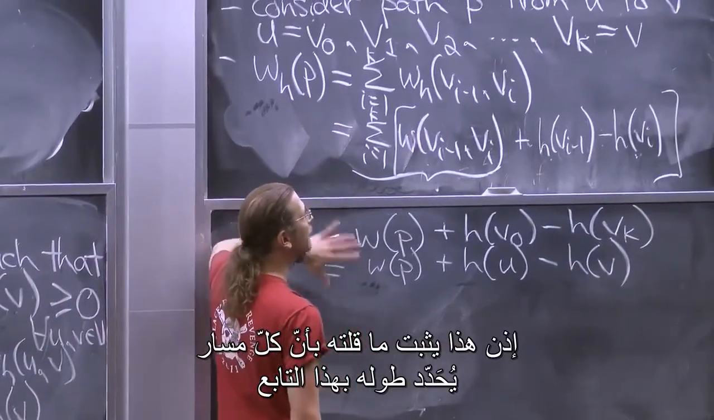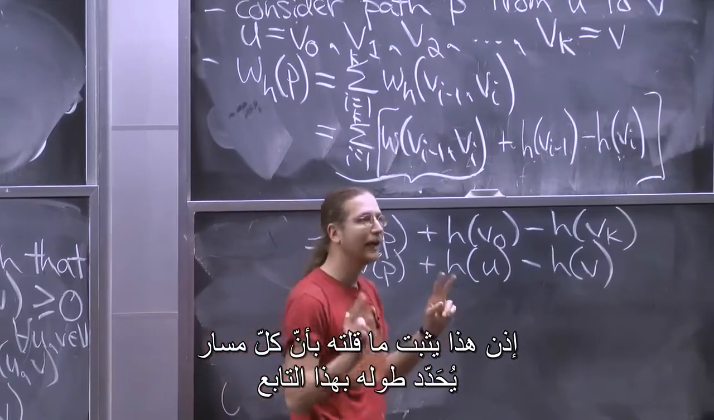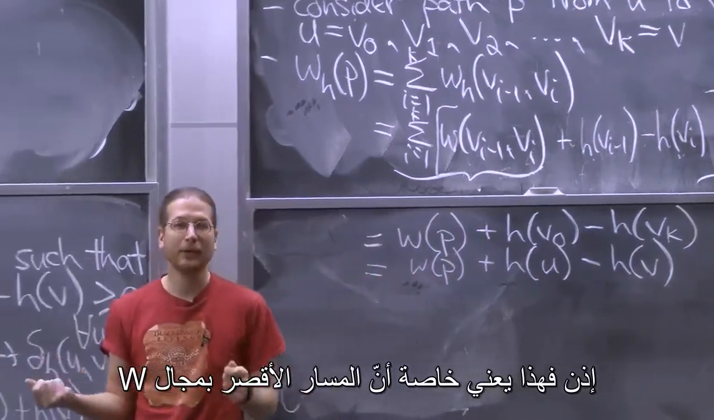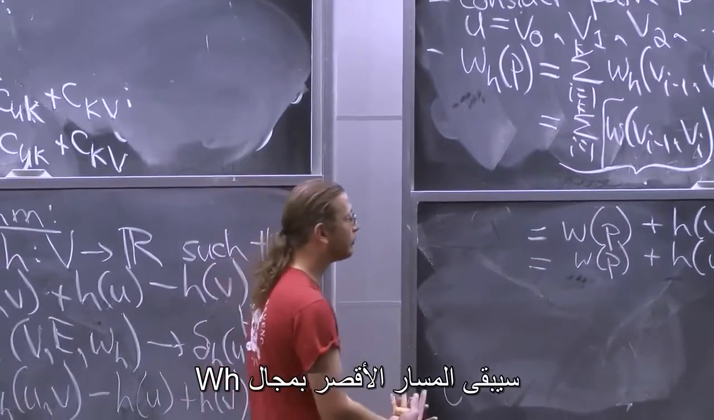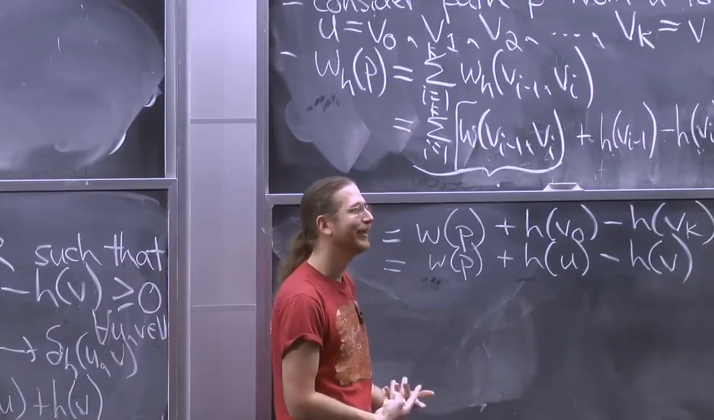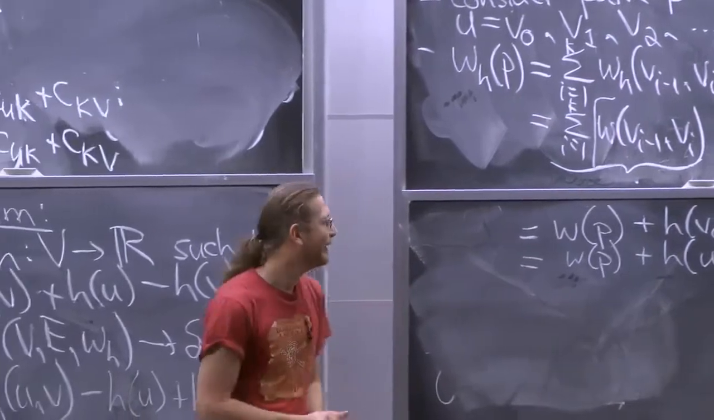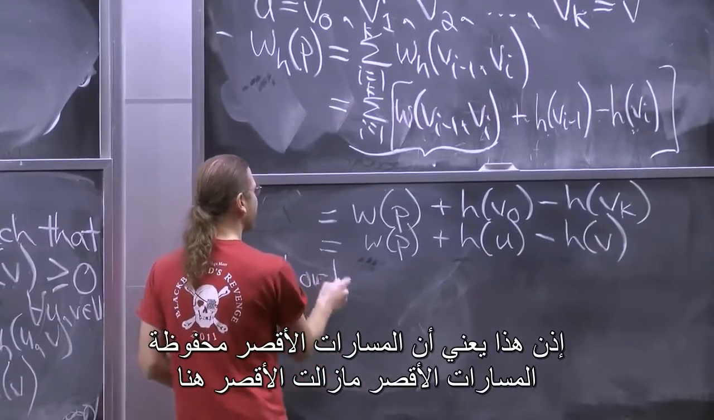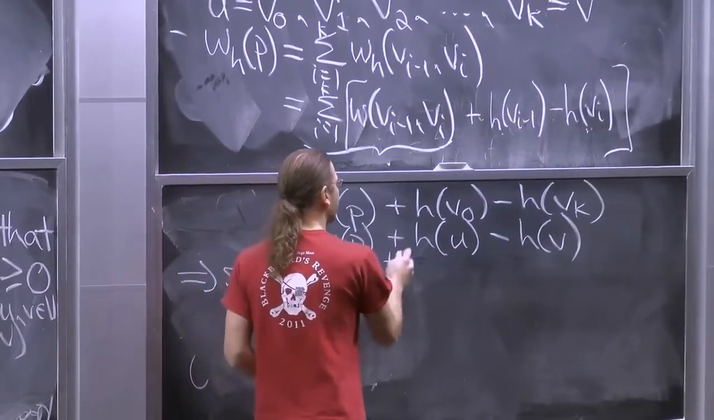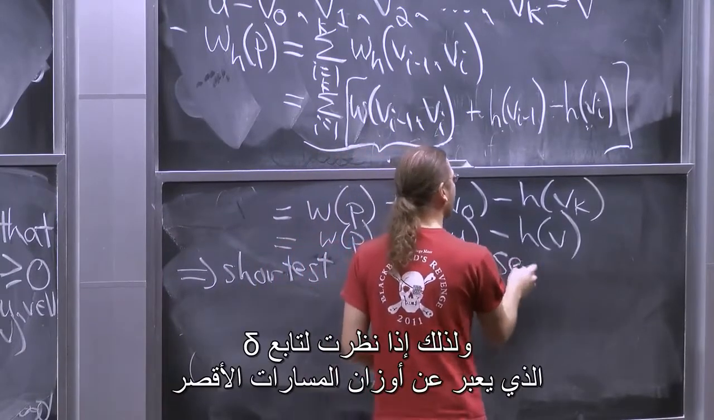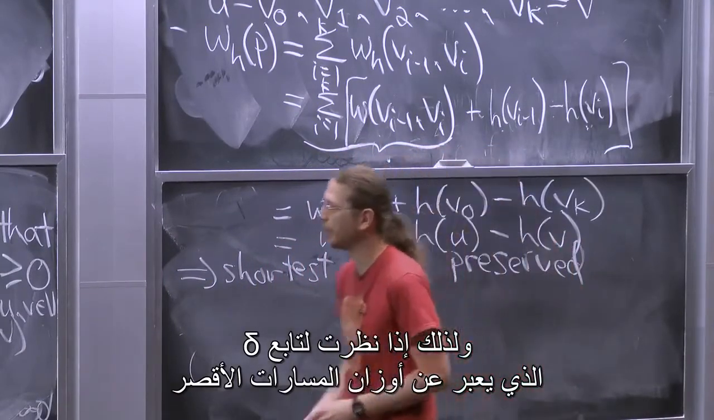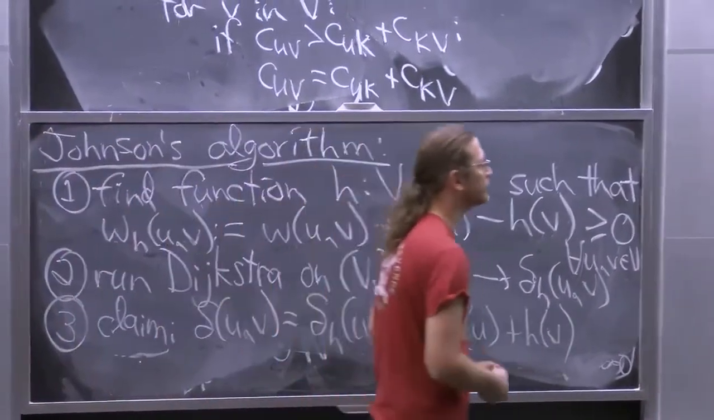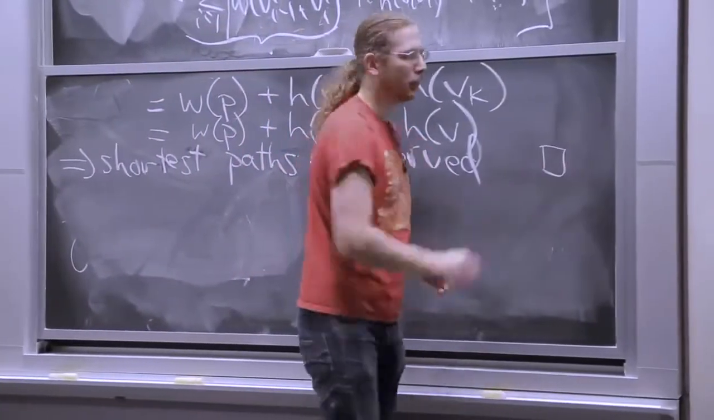OK, so this was talking about an arbitrary path. And so this is proving the stronger thing I said, that every path gets lengthened by this function, which is purely a function of the endpoints. So in particular, that means the shortest path in W land will still be the shortest path in W sub h land. Slightly less cool name than circle land, but oh well. All right, so this means shortest paths are preserved. Shortest paths are still shortest. And therefore, if I look at the delta function, which is about the shortest path weights, this claim holds. OK, so that's the proof of the claim. Cool.